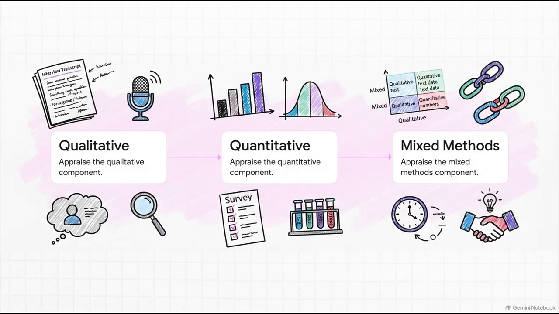Now, what happens when a primary study is itself mixed methods? The MMAT doesn't just toss it into a generic bucket. Instead, it actually respects those distinctive characteristics. You're required to evaluate the qualitative part of the study, then the quantitative part of the study, and finally, the actual mixed methods integration itself. So it's a really thorough sequential evaluation.